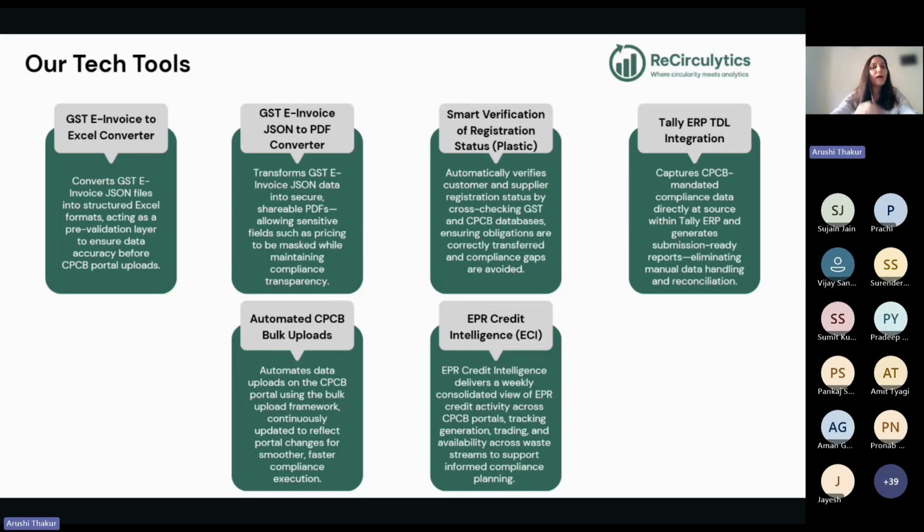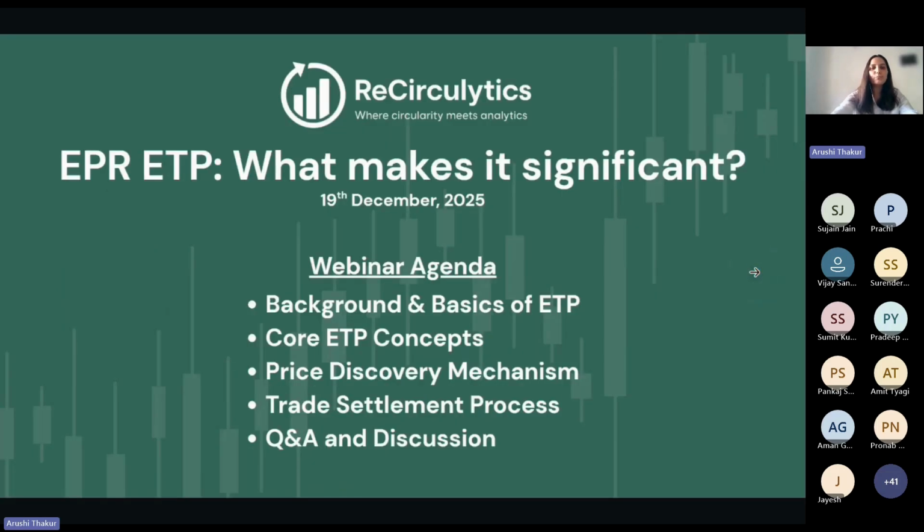Now, the reason I am highlighting all of these tools now is because EPR ETP will significantly increase the role of clean data, automation, and system readiness, which we will obviously touch upon again towards the end. So now, coming to the agenda, we will be covering background and basics of ETP, core ETP concepts, price discovery mechanism, trade settlement process, and Q&A and discussion towards the end.